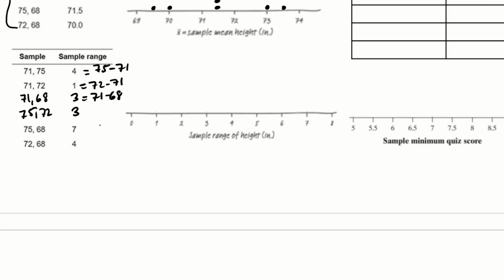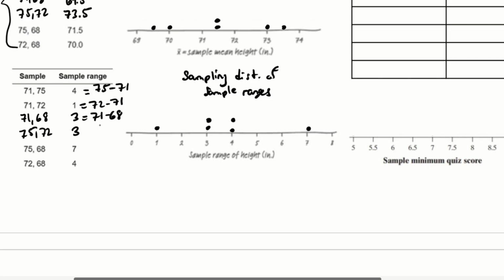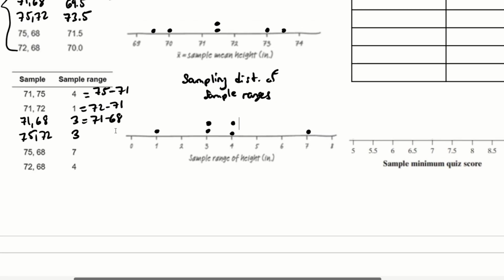We're going to, of course, graph them. So this one's not too bad. So 1, 2 3s, 2 4s, and a 7. So this is referred to as the sampling distribution of sample range. Sample ranges. All right, for this particular example.